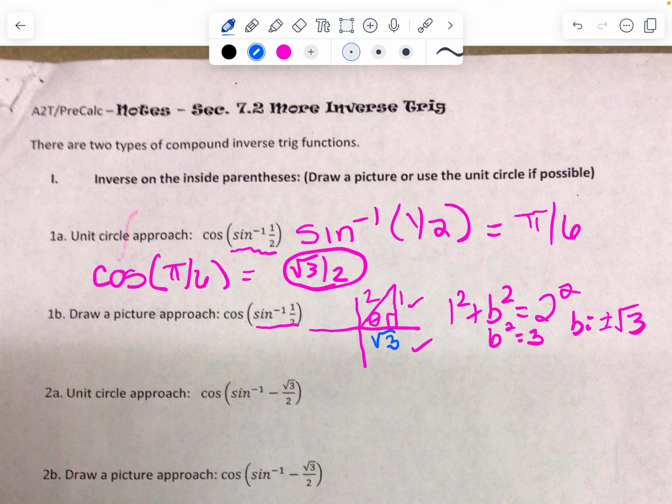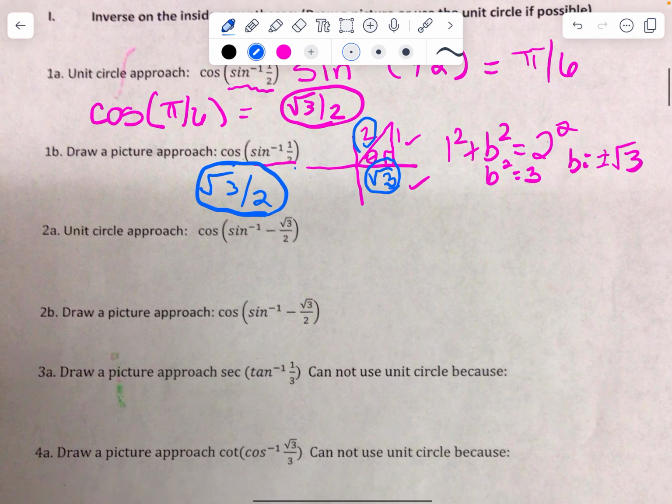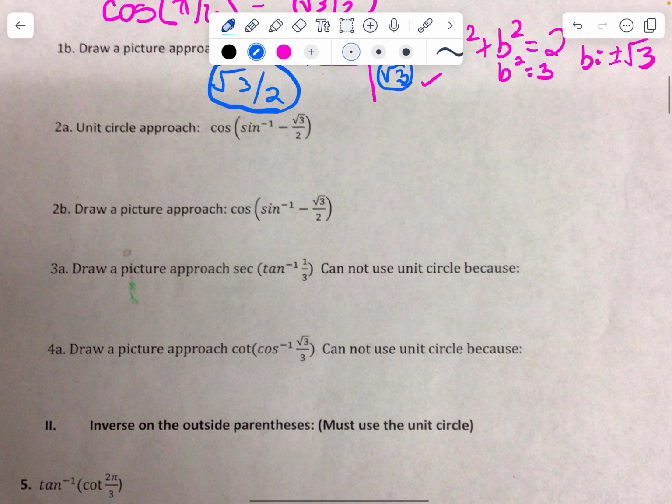Now that we have a picture of the angle that has a sine of 1/2, the question now becomes, what is the cosine of that angle? Well, the cosine of that angle is adjacent over hypotenuse. So you also get √3/2 if you do it that way. So that way is good if you don't really know your unit circle that well. Let's look at a couple more.